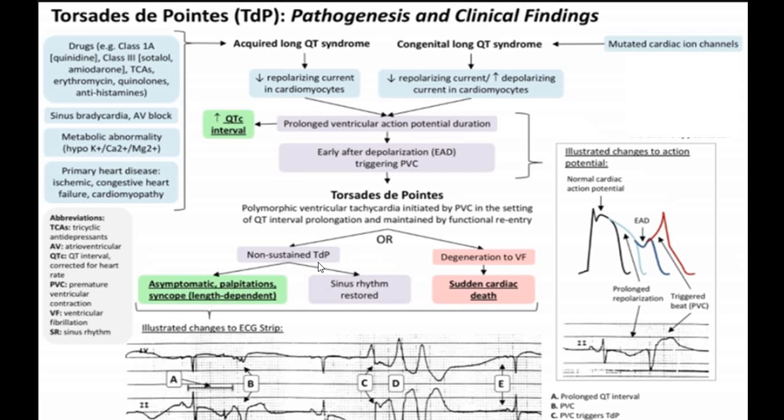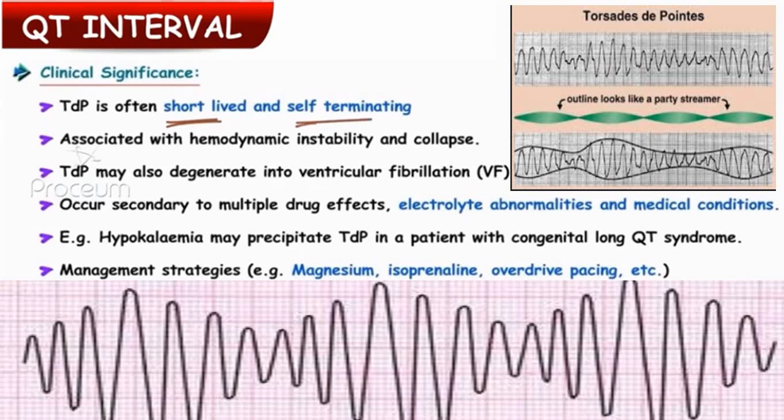And then in between it will be absolutely normal sinus rhythm, but you can see prolonged QT. And the person who goes into ventricular tachycardia, if not treated, there can be sudden cardiac death. So this will be the common way of presentation as far as Torsades De Pointes is concerned. Very frequently it is short lasting, self-terminating, may be associated with hemodynamic instability and collapse, and polymorphic ventricular tachycardia can degenerate into ventricular fibrillation.